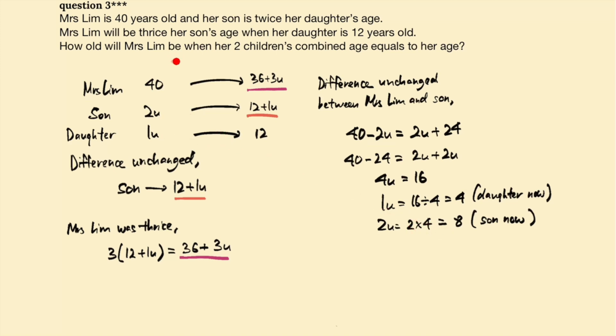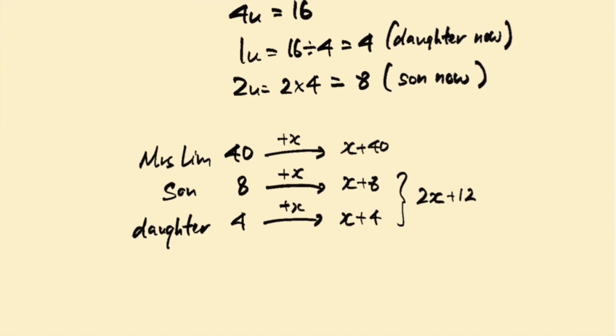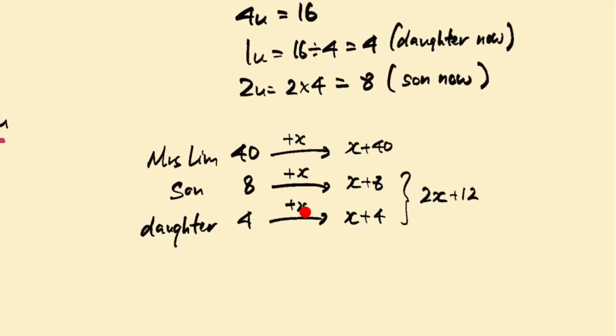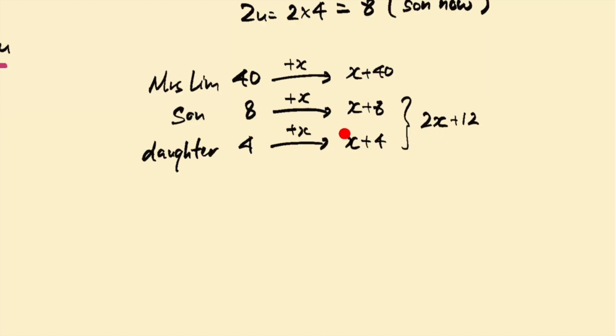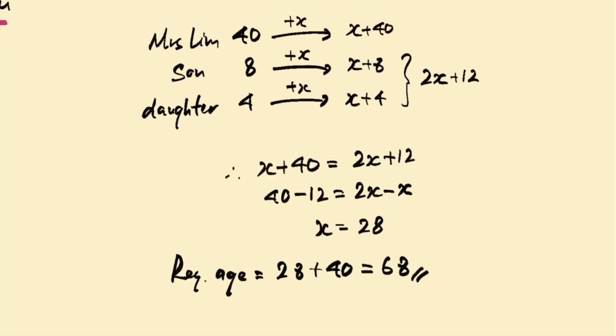Okay, how old will Mrs. Lim be when her 2 children's combined age equals her age? My goodness. Okay, so we know the current ages are basically 8 and 4, yeah? So 8 and 4. In how many years' time? So this is an unknown, okay? So let's say this is going to be 4 plus x or x plus 4. Right, this is definitely x plus 8. This is 40, x plus 40. But the combined age of the children, which is 2x plus 12, will be exactly the same as her age. Now, can't we form an equation with this? Yes, we absolutely could. So we can now say that x plus 40, Mrs. Lim's age at this mysterious time, will be exactly the same as the combined age of the children.